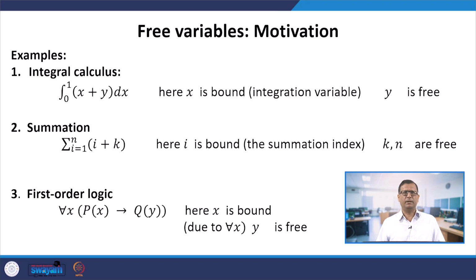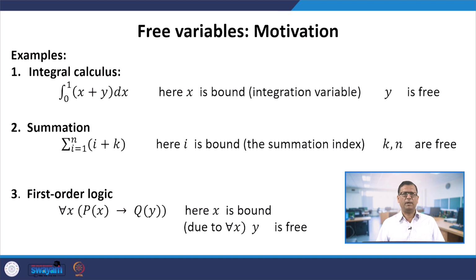Next we have summation. Here we can see it is a summation of i equals 1 to n, and we do i plus k. Here i is bound, that is the summation index, whereas k and n are free. k and n can take on any values, but i is bound in the sense that i will take on values 1 to n.